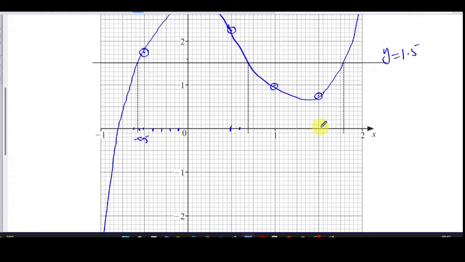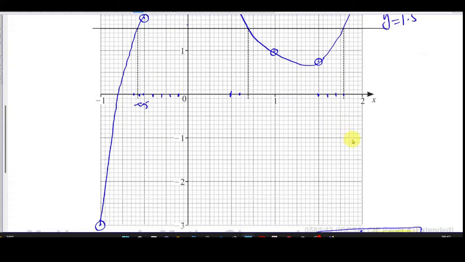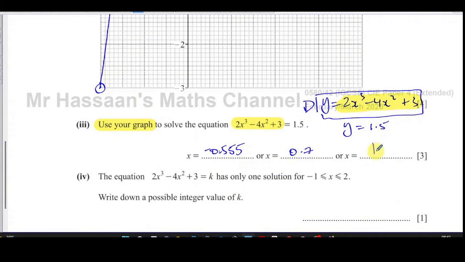Well, that's 1.5. That's 1.6. 1.7. That's like 1.8. Yeah, something like that. That should be fine. So there we have the 3 solutions to this equation solved graphically. Okay, so there's part 3 done.